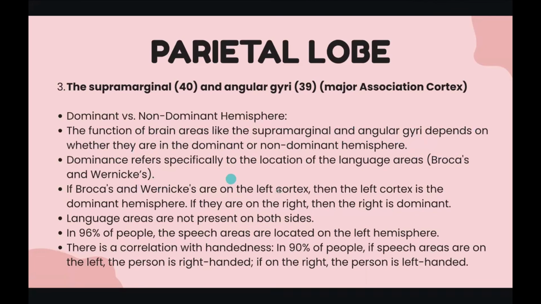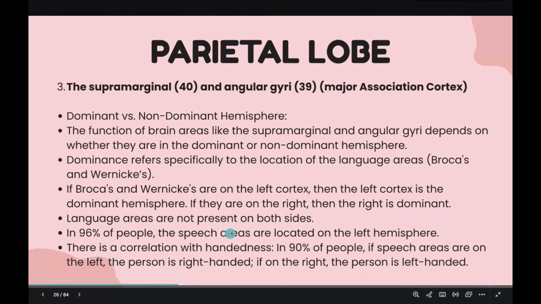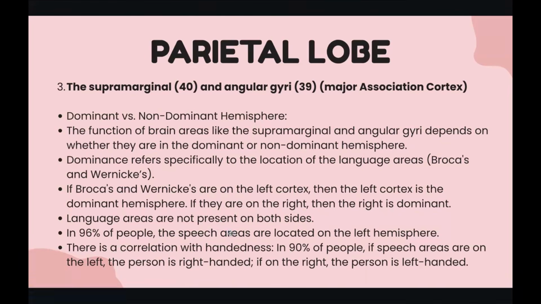And if they are in the left cortex, then the left cortex is the dominant. If they are on the right, then the right is the dominant. Again, they do not present on both sides, and in 96% of the people, the speech areas are located in the left hemisphere. Makes sense because it is way more common to have a person be right-handed than to have them be left-handed, right?